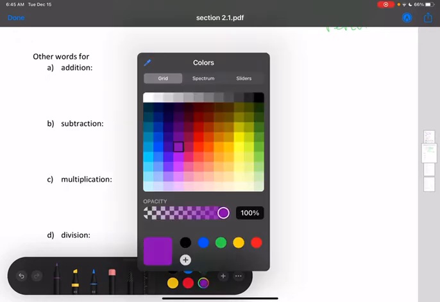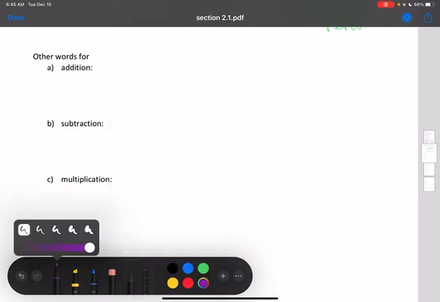Other words for all these different things. There's a lot of them, okay? So go ahead and hit pause and see how many of them you can come up with. And then I'll put down some of the most popular ones that I've had from students in the past, okay? So think of other words for addition, subtraction, multiplication, division.